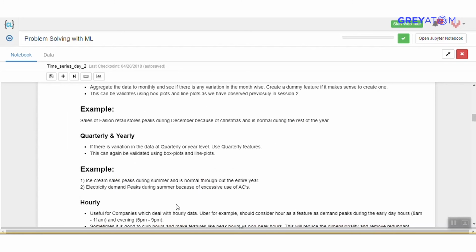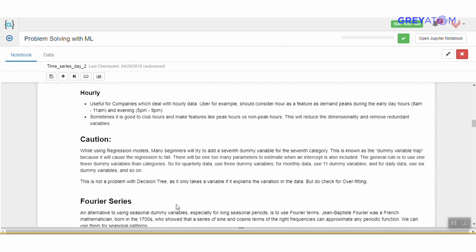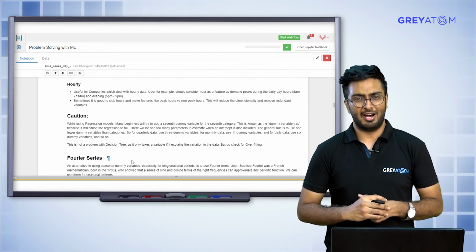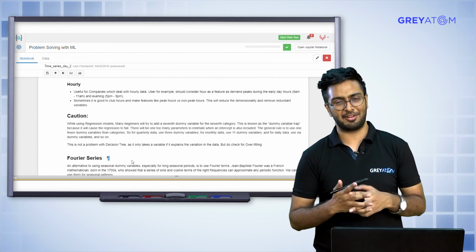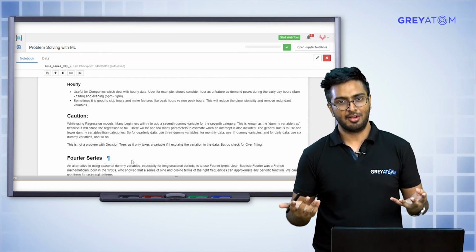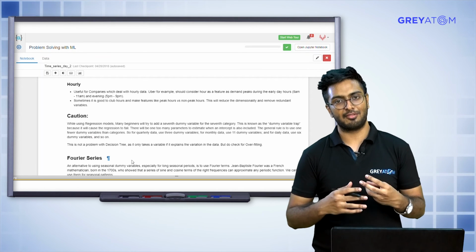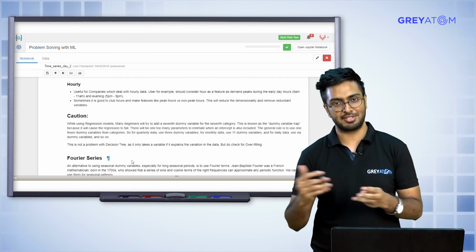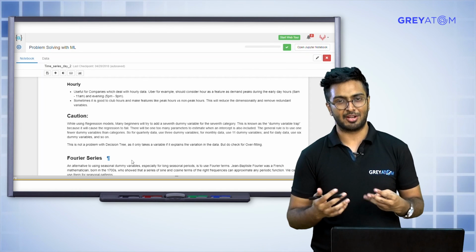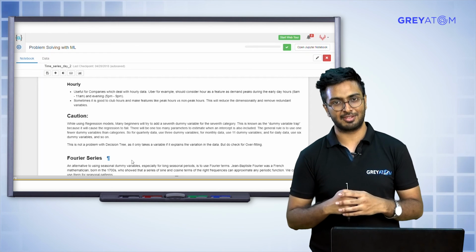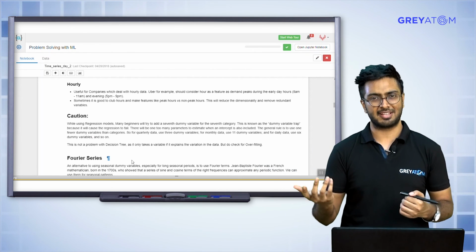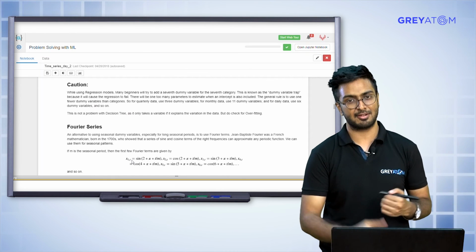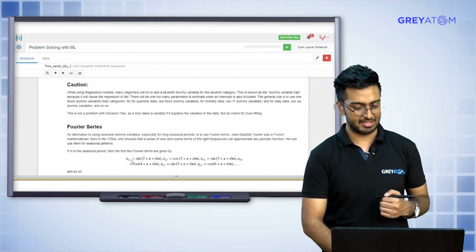Now let's go back and understand the next kind of feature. Before that, the caution: as I already explained, if you have 4 quarters in a year, you always want to have 3 features into which you encode, because if it's 0, 0, 0 in the 3 features, that implies it's 1 in the 4th feature. So you don't need an extra feature. You can represent all your quarters using just 3 features.